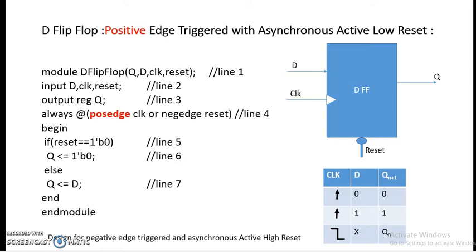Now, if the concept is clear to you, I think if I give you a simple problem and ask you to write down the design module for the negative edge triggered D flip-flop with the asynchronous active high reset, what changes, and where will these changes be made in this code, so that this design module becomes the design module for this problem?